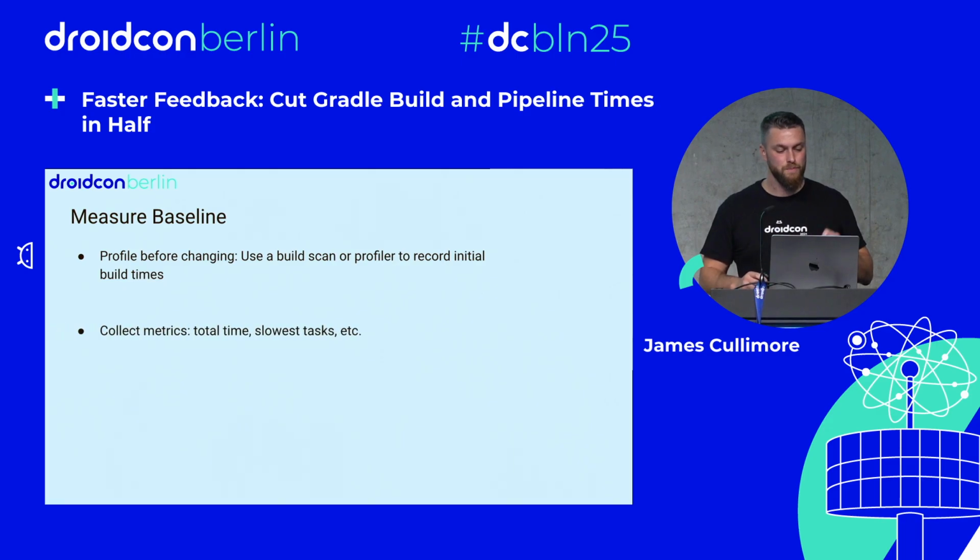To measure, we can use the build scan or profiler to record initial build times, which collects metrics such as total time or slowest tasks. This is, as far as I know, the easiest and most reliable way to get your metrics, which I only discovered while preparing for this talk.